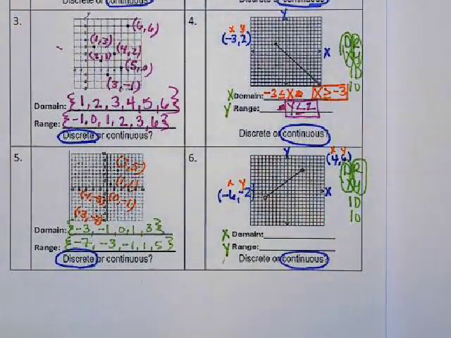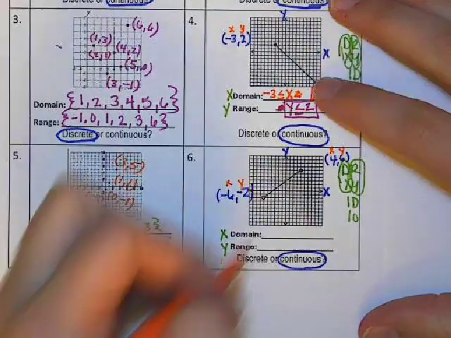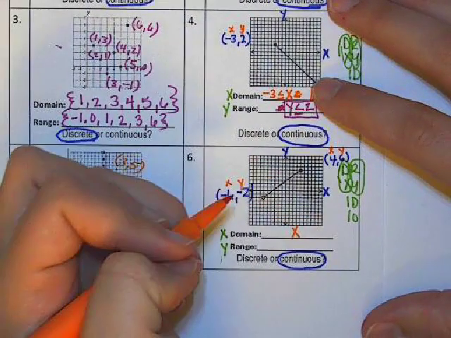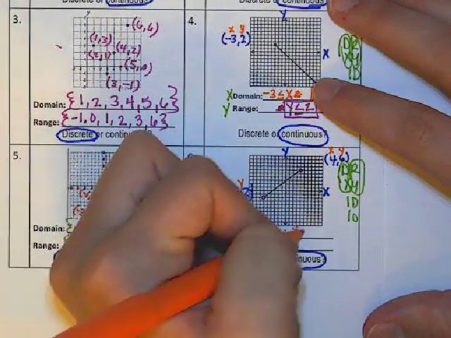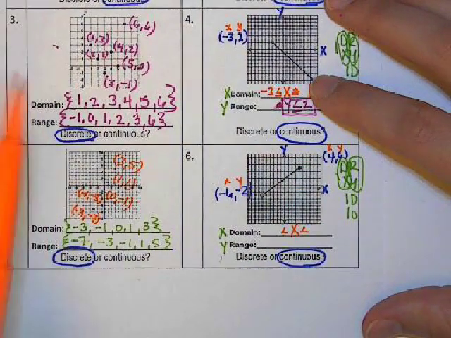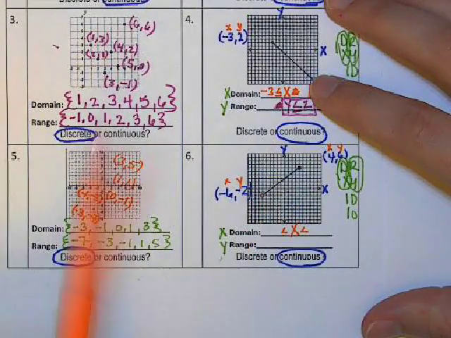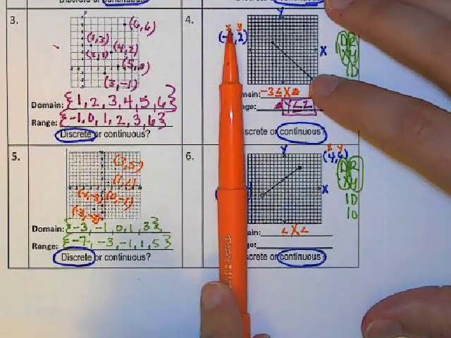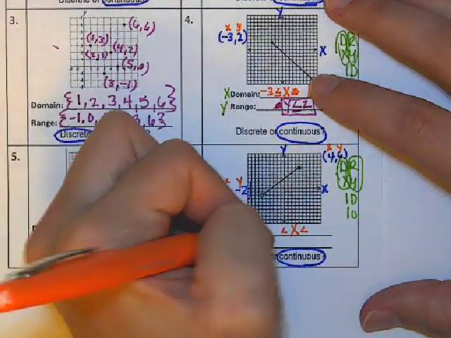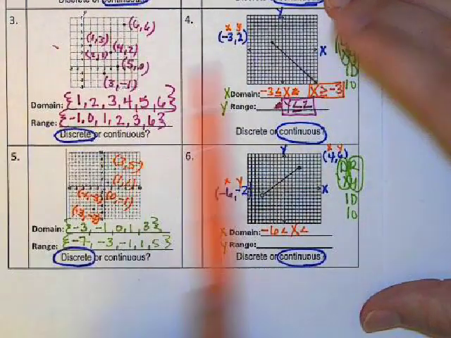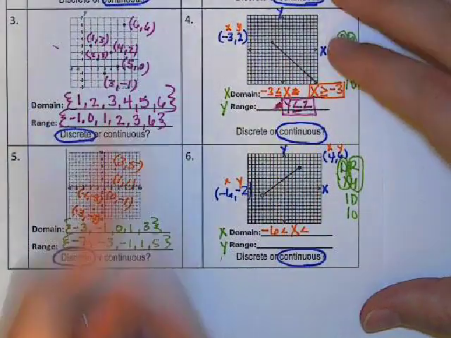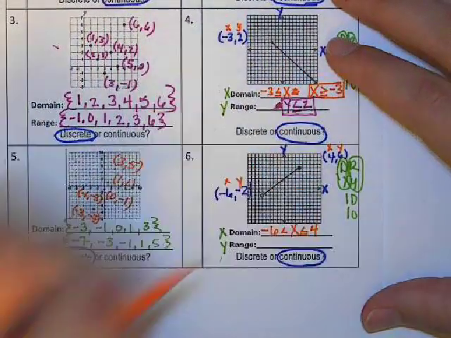All right, how do I start the domain? What do I write first? X, less than, less than. All right, X goes side to side, so we're going to read our book, okay? The very first thing I read is this dot, and what's this X? Negative 6, and you're right, it's open. So do I need a line under it? No. The last thing I read, remember we're talking about X's, is this dot, and it is 4. Does it need a line under it? Yes, because it's closed. There we go.